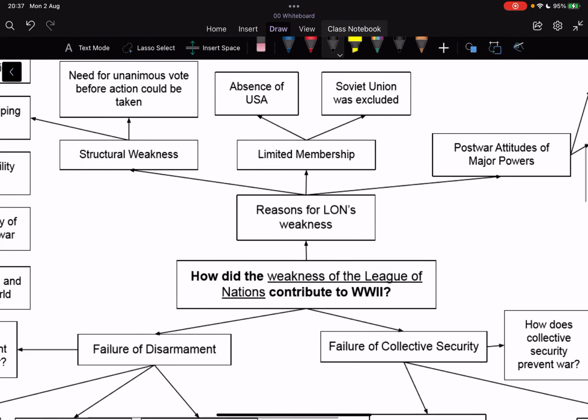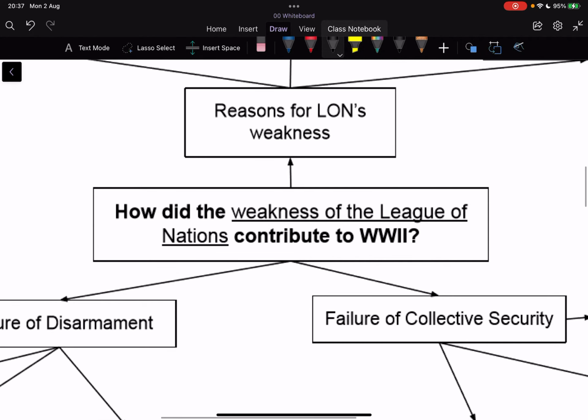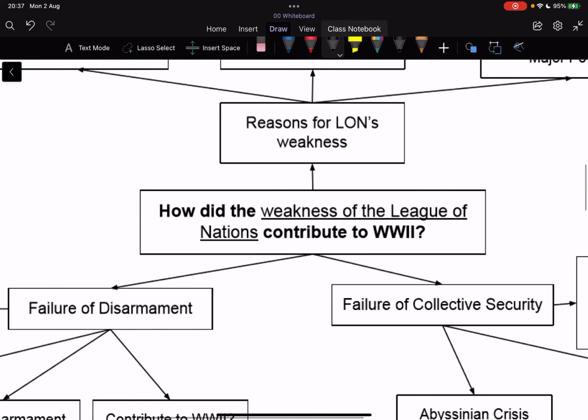Let's look at the sample on the first section. How did the weakness of the League of Nations contribute to World War II? Remember that this chapter is divided into three portions. The first portion is the weakness of the League of Nations. Second section is going to be on Hitler's expansionist policy, and the third section is on the appeasement policy. Now, let's start off with the weakness of the League of Nations.